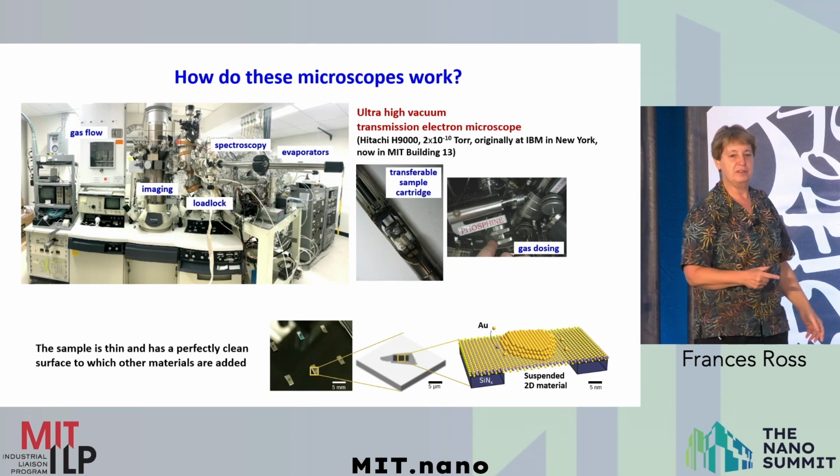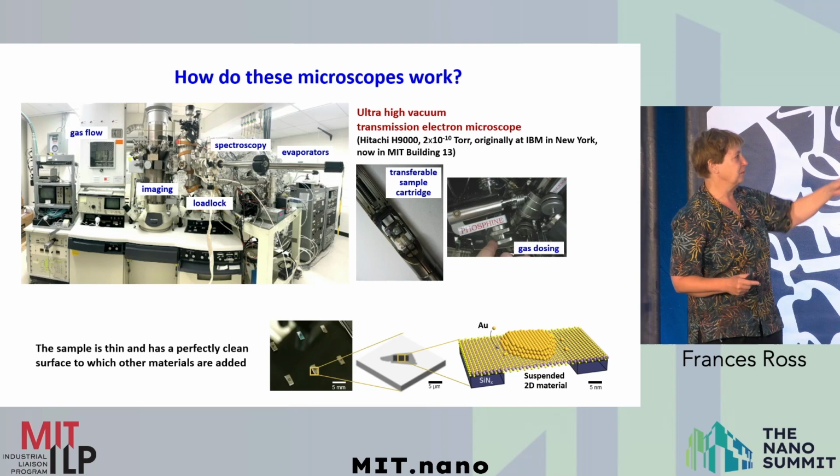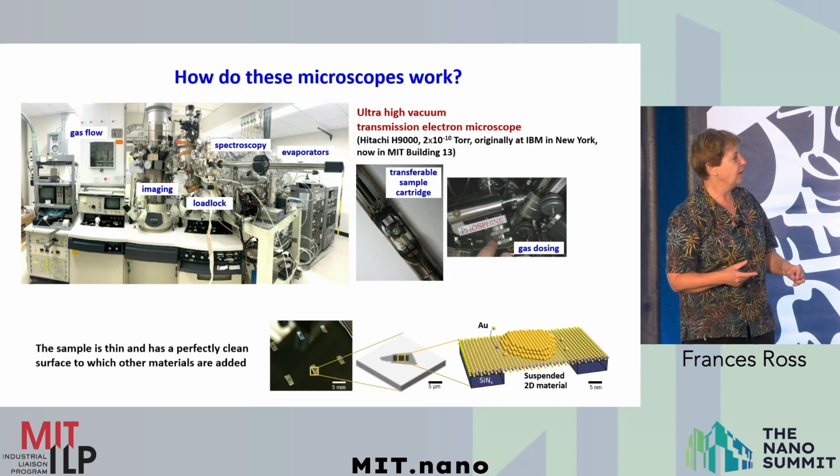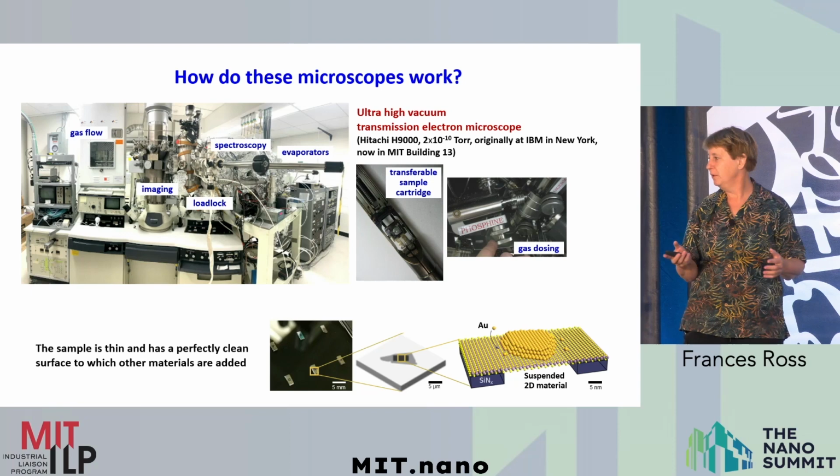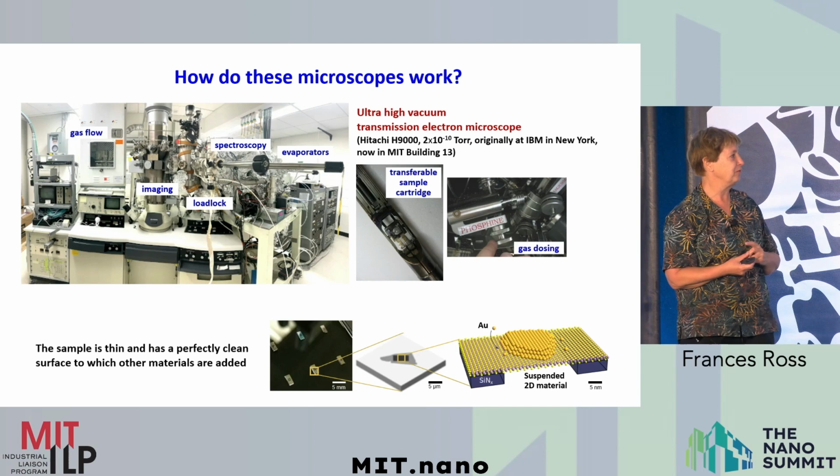But we want to heat the sample. We want to flow some gases. Do you see it says gas flow? There's a box with gas bottles in it. And then we want to be able to do all kinds of things to the sample to prepare it before we do the actual experiment. And if you look on the side, we can do spectroscopy and evaporation, and we can put the sample in. And the key thing is that all of this is at ultra high vacuum.